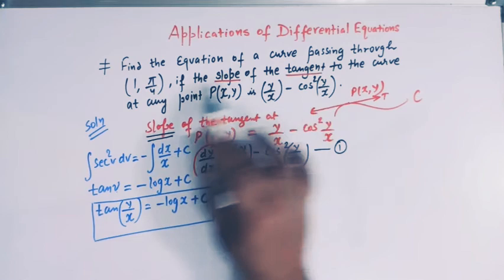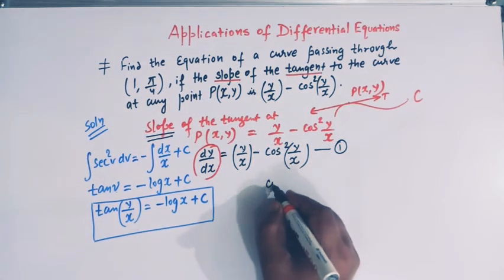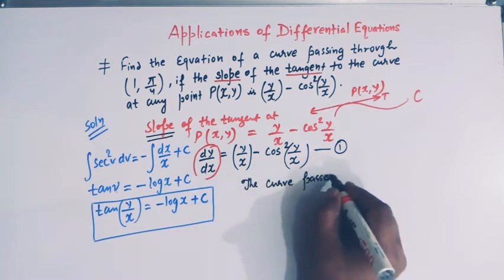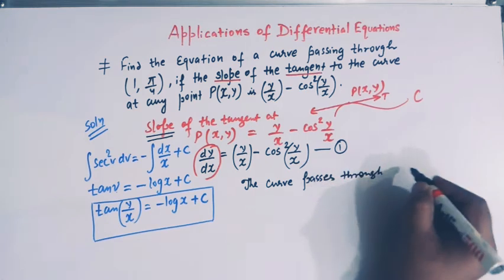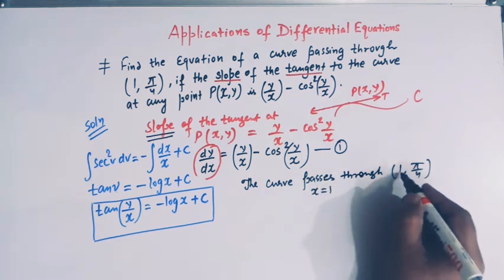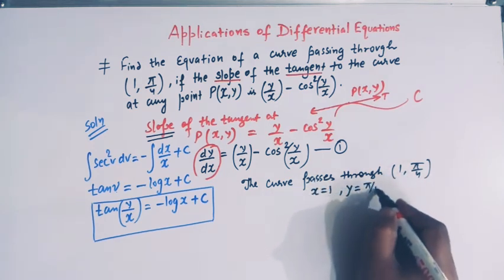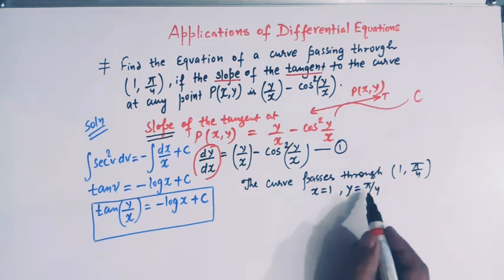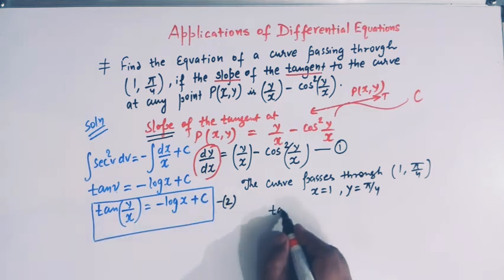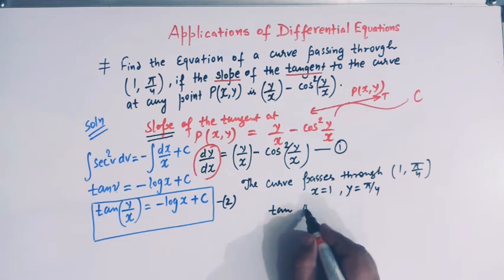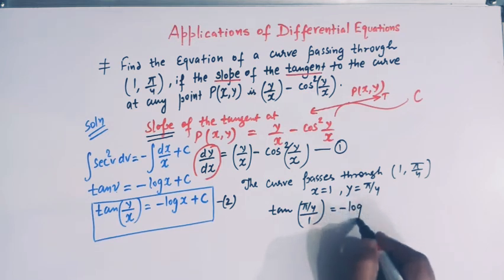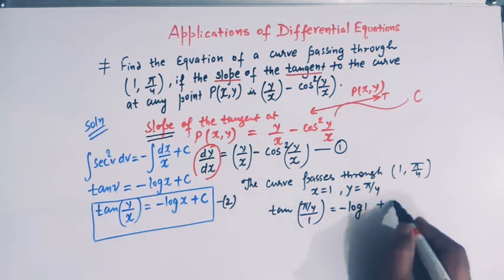So now the curve passes through 1 comma pi by 4. So it means we can write x is equal to 1 and y is equal to pi by 4, and we'll substitute these values in this equation, right? So what we will get, this is tan and y is pi by 4, x is 1, and here we have minus log x, for x we have 1 plus c, right?